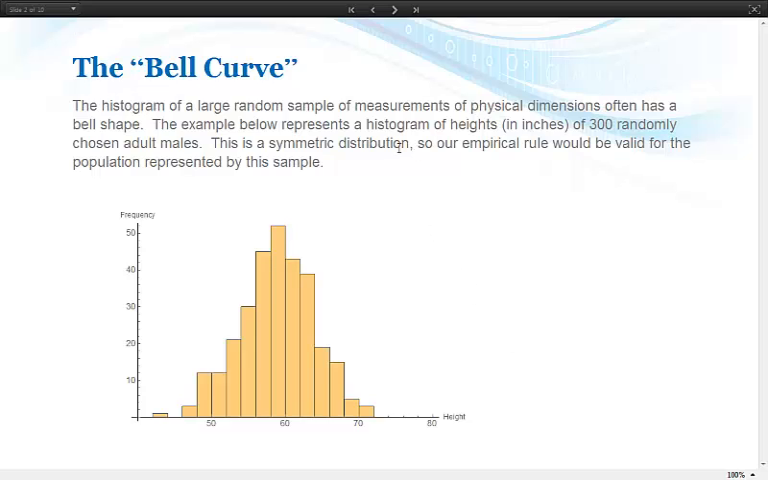So because this distribution is symmetric, our empirical rule would be valid for the population represented by the sample. But this gives us a clue as to where the normal distribution comes from. It's a symmetric distribution that has a bell shape.